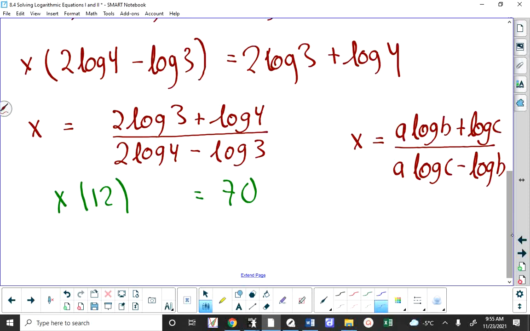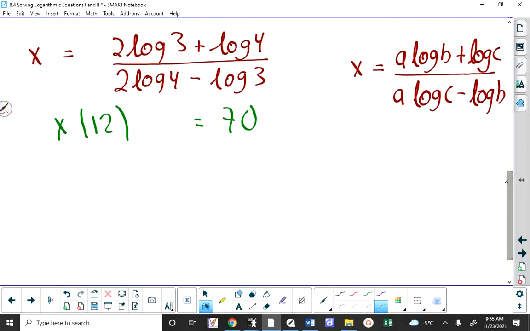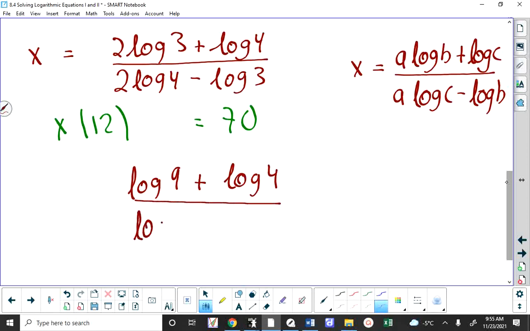By the way, could I write this answer as log 9 plus log 4 over log 16 minus log 3?